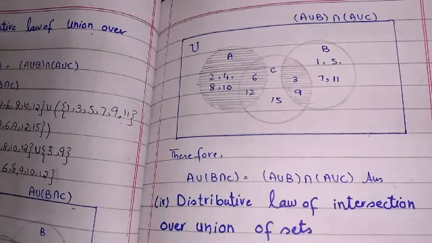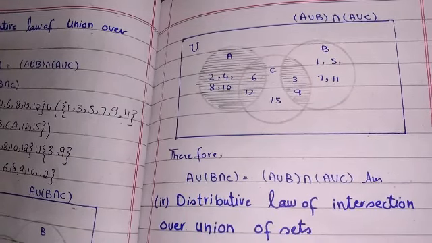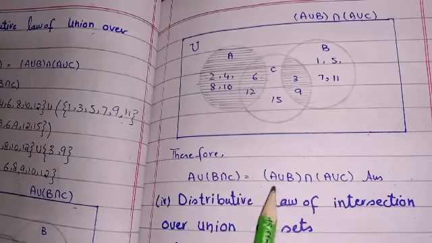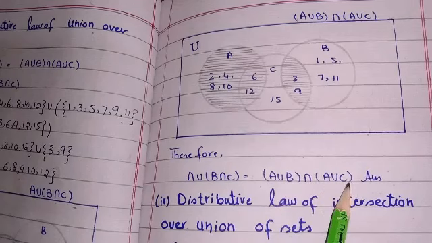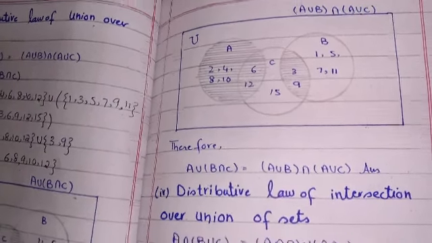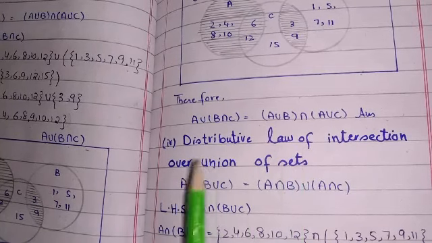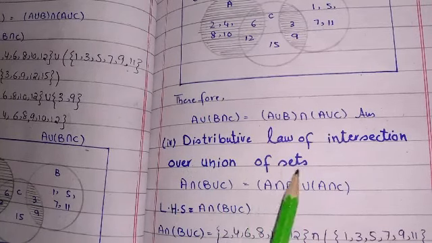So the answer of left hand side is equal to right hand side, so we will write therefore A union B intersection C is equal to A union B intersection A union C, which is our answer. Now students, let's move towards our fourth law, which is the distributive law of intersection over union of sets.